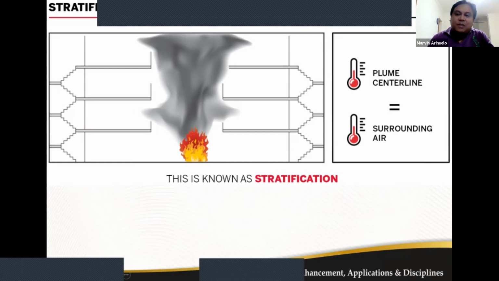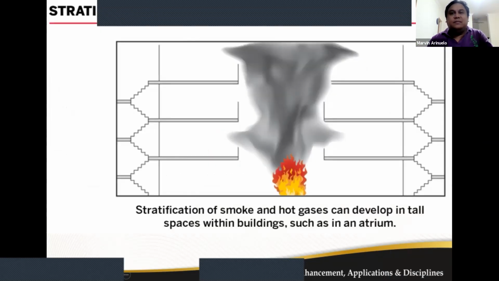The same condition can develop in a tall space within a building, such as an atrium, resulting in stratification of the smoke and hot gas. Such a phenomenon may result in delayed operation of a sprinkler or detector. This is a problem. In some cases, it fails to operate at all because again, there is no more rising of hot gases. That's why if you have an atrium, it's also important to have a sprinkler below.